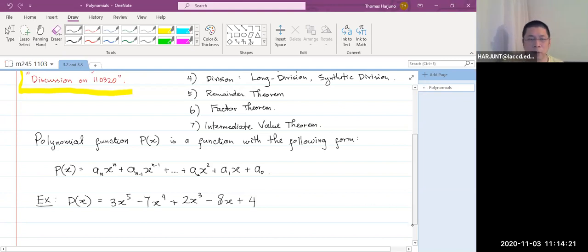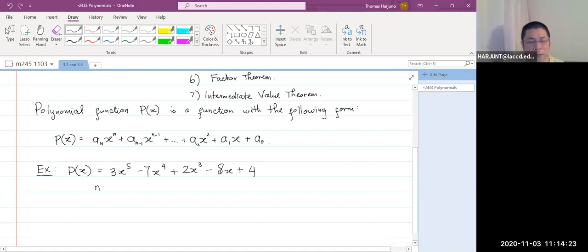Now then, from here, can you tell what is the n? The n is the exponent, the highest exponent. Okay, n is the highest exponent, that's 5. We also call this the degree of the polynomial. n equals the degree of P(x). The highest exponent in that polynomial is called the degree of P(x).